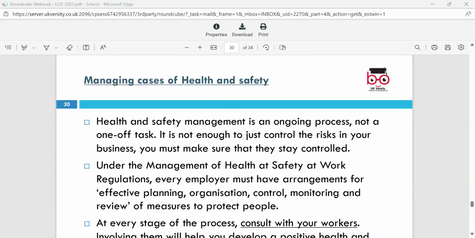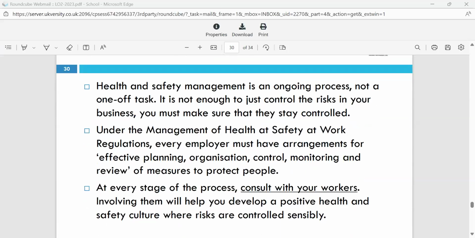Managing health and safety. So, managing health and safety is a continuous process for a business. They should make sure they're on top of things, assessing risks, implementing control measures, and reviewing the effectiveness. Employers must appoint a competent person, plan, organize, control, and monitor, review safety measures, and consult with workers to ensure a safe environment.